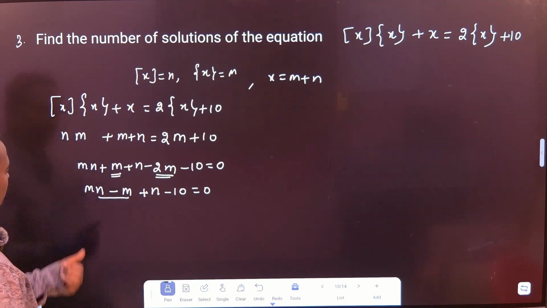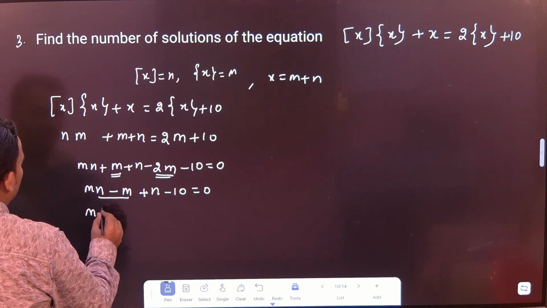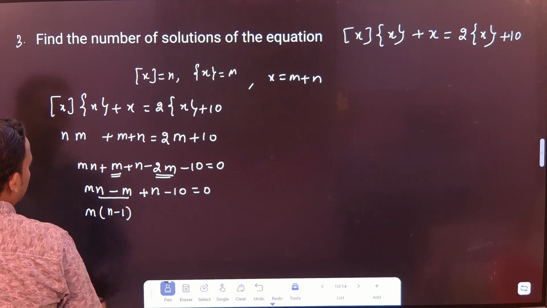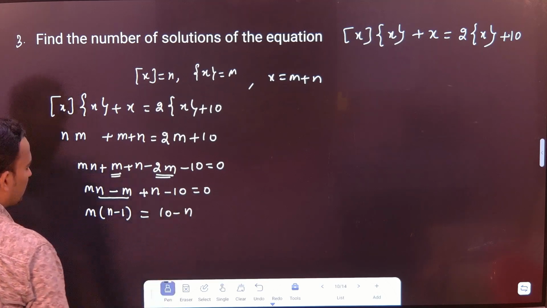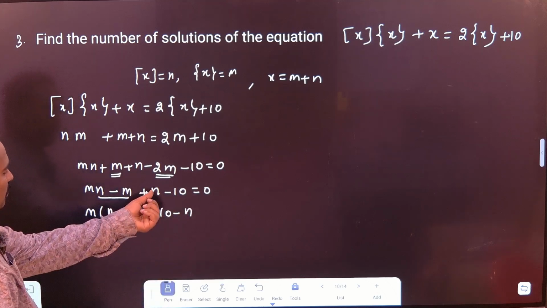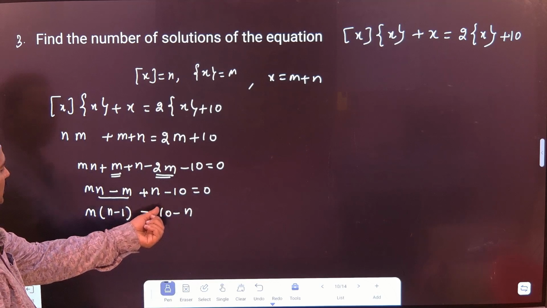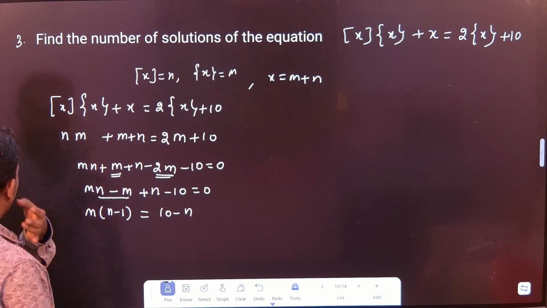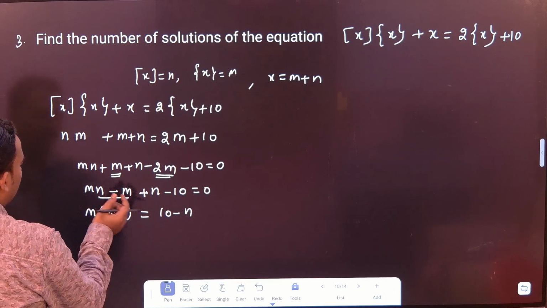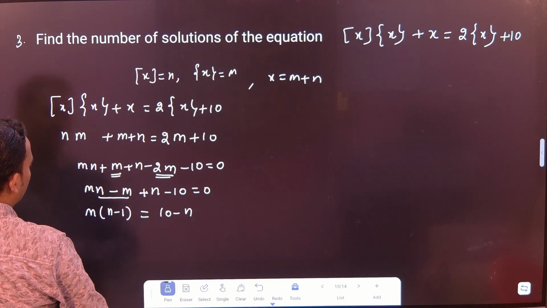So how to write this one? m you can take out, n minus 1, right? It's equal to 10 minus n, we can write. Clear? So minus 10 you send to the right side, plus 10, plus n you send to the right side is minus n, right? So first 2 terms I am taking m out.